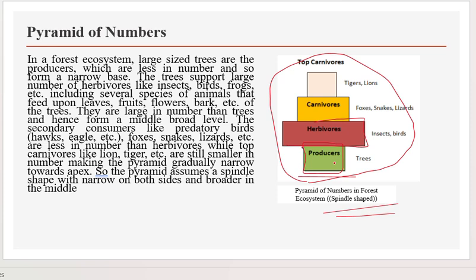The trees support various types of organisms. They support insects, birds, even frogs, including several species of animals. They are also dependent on the leaves of these trees. So these trees support lots of organisms, and the tree is part of the first trophic level in the forest ecosystem pyramid of numbers.